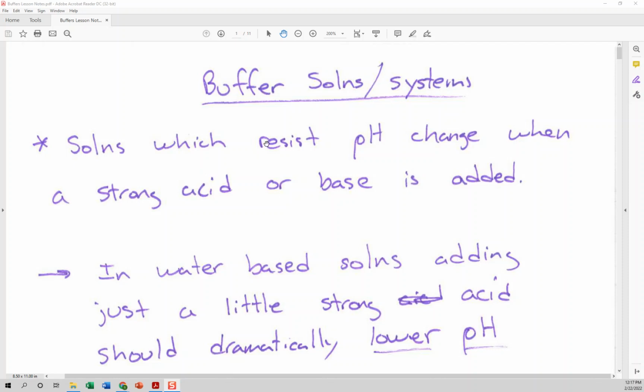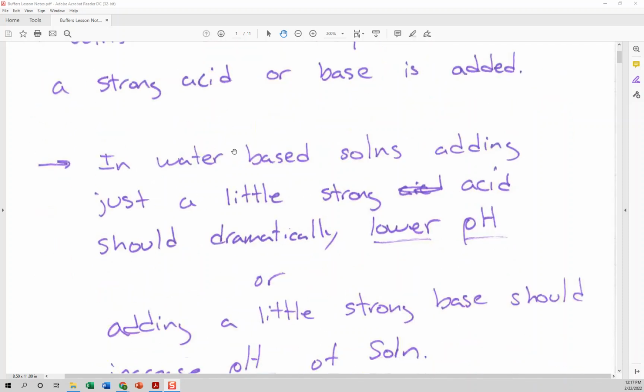So I have this solution, I add strong acid to it. I'm expecting that if I add strong acid to a water-based solution, the pH is going to drop dramatically. But I check the pH again, and somehow the pH only changed a little bit. If you just add strong acid to water, the pH is going to lower dramatically. Even just a little bit of H+ added to water drops the pH big time, right?